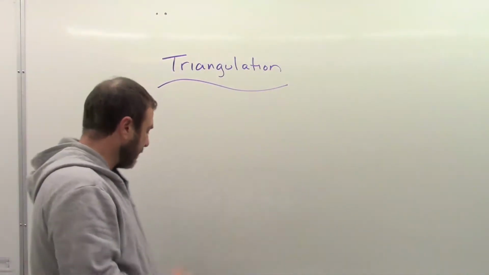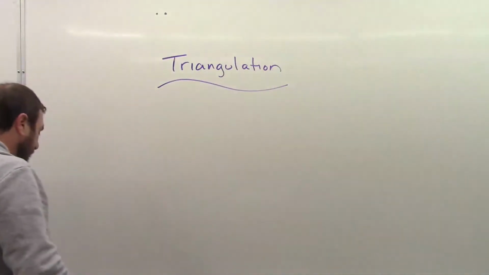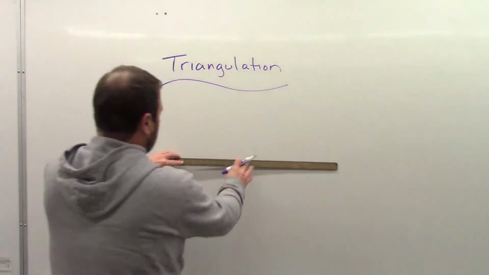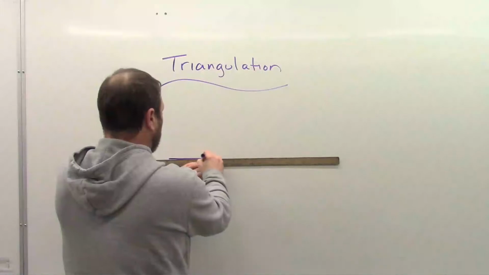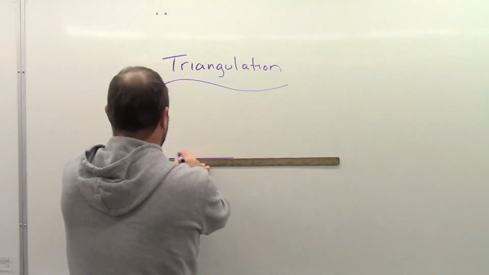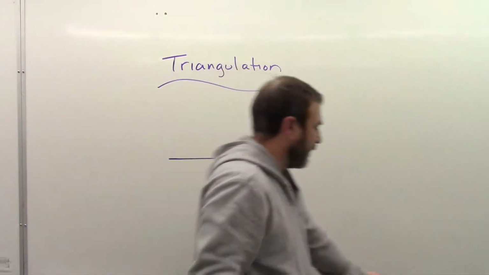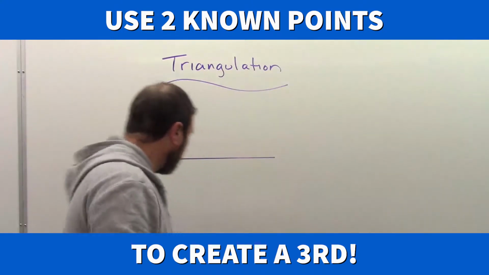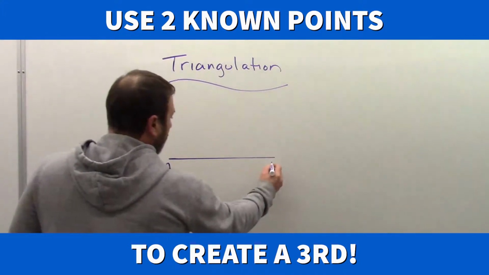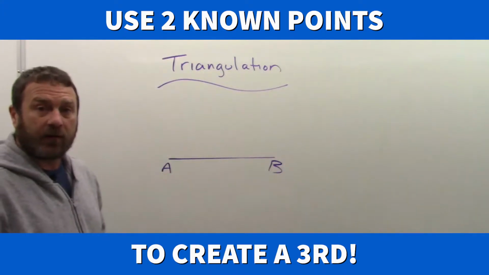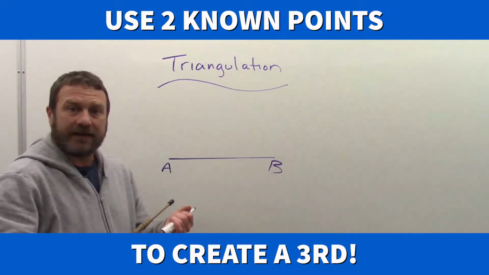Now, triangulation in itself is a fairly simple process, and we've looked at that before in geometric construction. So if we take three known lengths, we can create a triangle, not knowing the angles or anything else about that triangle. So what we do in that process is we have two known points, or one line, and we'll label that AB for now. And we have our unknown, which would be point C.